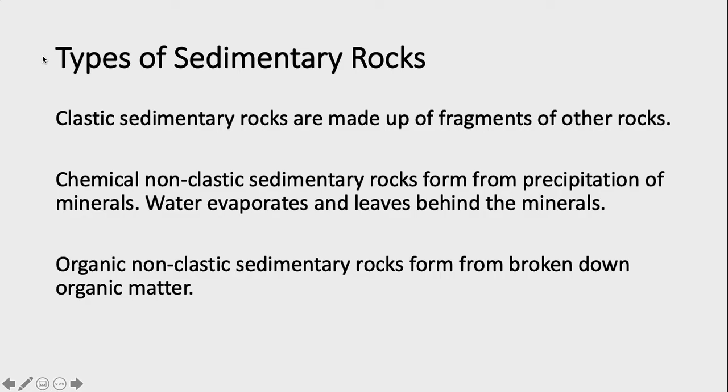Clastic sedimentary rocks are made up of fragments of other rocks. Chemical, non-clastic sedimentary rocks are made from the precipitation of minerals. That means water evaporates and leaves behind the minerals. And then organic, non-clastic sedimentary rocks form from broken down organic matter.